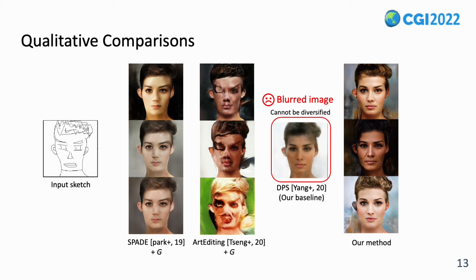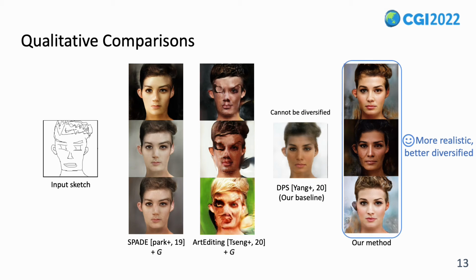DPS is our baseline, but it tends to generate blurry images. Also, DPS cannot diversify the output. In contrast, our method obtained finer results via step-by-step generation. In addition, it can generate more diverse results compared to SPADE and Auto editing.